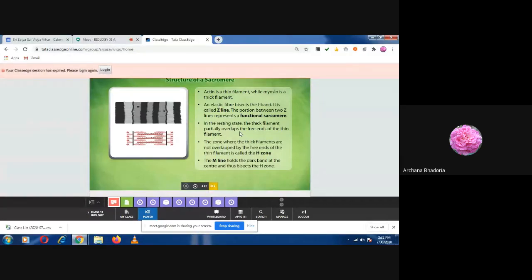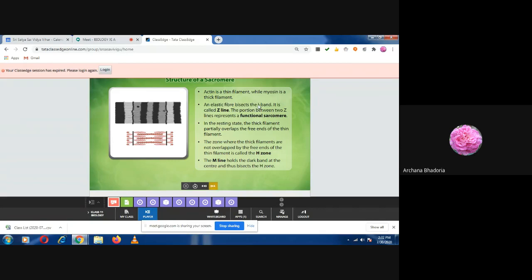Now, in the resting state, the thick filament partially overlaps the free ends of the thin filament. Now, before that, you write out the dark band. You have understood and written also that to the center of the light band, there is a dark line. And what is the dark line called? Z line. Now, between two Z lines, what is it? The portion between the two Z lines is known as the functional sarcomere.